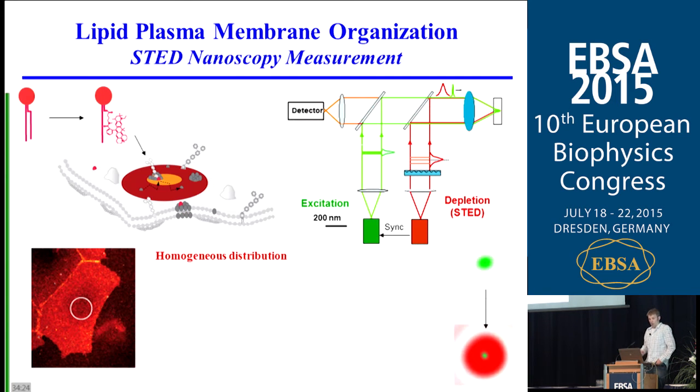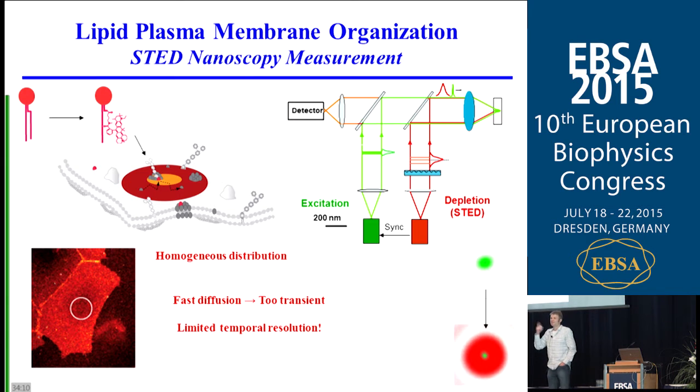So we incorporated these lipids into the plasma membrane, and then we imaged them with our confocal or STED microscope, and we saw a very homogeneous distribution of the lipids here. No domains or anything like that. Well, it's a live cell, so the lipids diffuse very, very fast. And if there are any transient domains or something like this, maybe we have limited temporal resolution. We can't resolve it with our microscope.